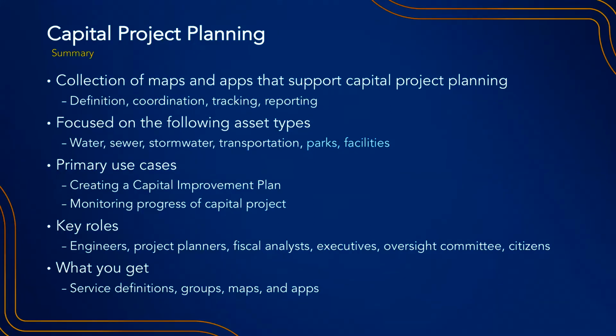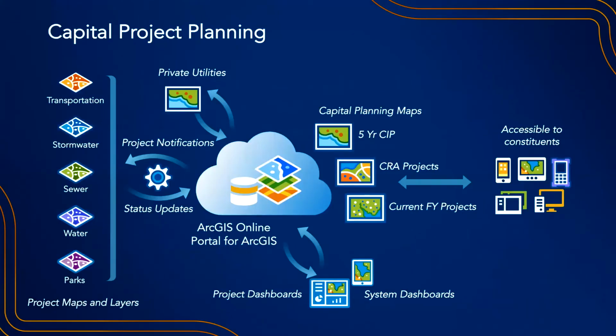So that's a quick overview of the capital project planning solution. Now let's dig in a little bit deeper and maybe look at it as more of a system and how it's coming together. What you'll see today is we'll interact with a whole series of project maps and layers that represent those assets in your community. And we've set these up as individual asset layers because what we've heard from many communities is that typically an engineer or a department or division within your organization is responsible for that asset. And typically they're responsible for envisioning and tracking the capital improvements to those assets.